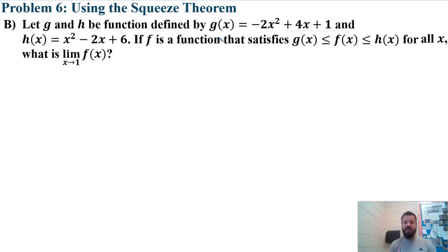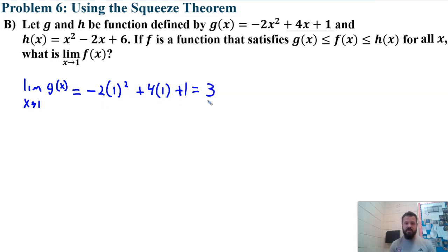Again, let's find the limits for g and h separately. So we'll look at the limit of g of x as x goes towards 1. That's just a polynomial, so we can use direct substitution. So negative 2 times 1 squared plus 4 times 1 plus 1. So that's going to be negative 2 plus 4, which is a positive 2, plus 1 would be 3.